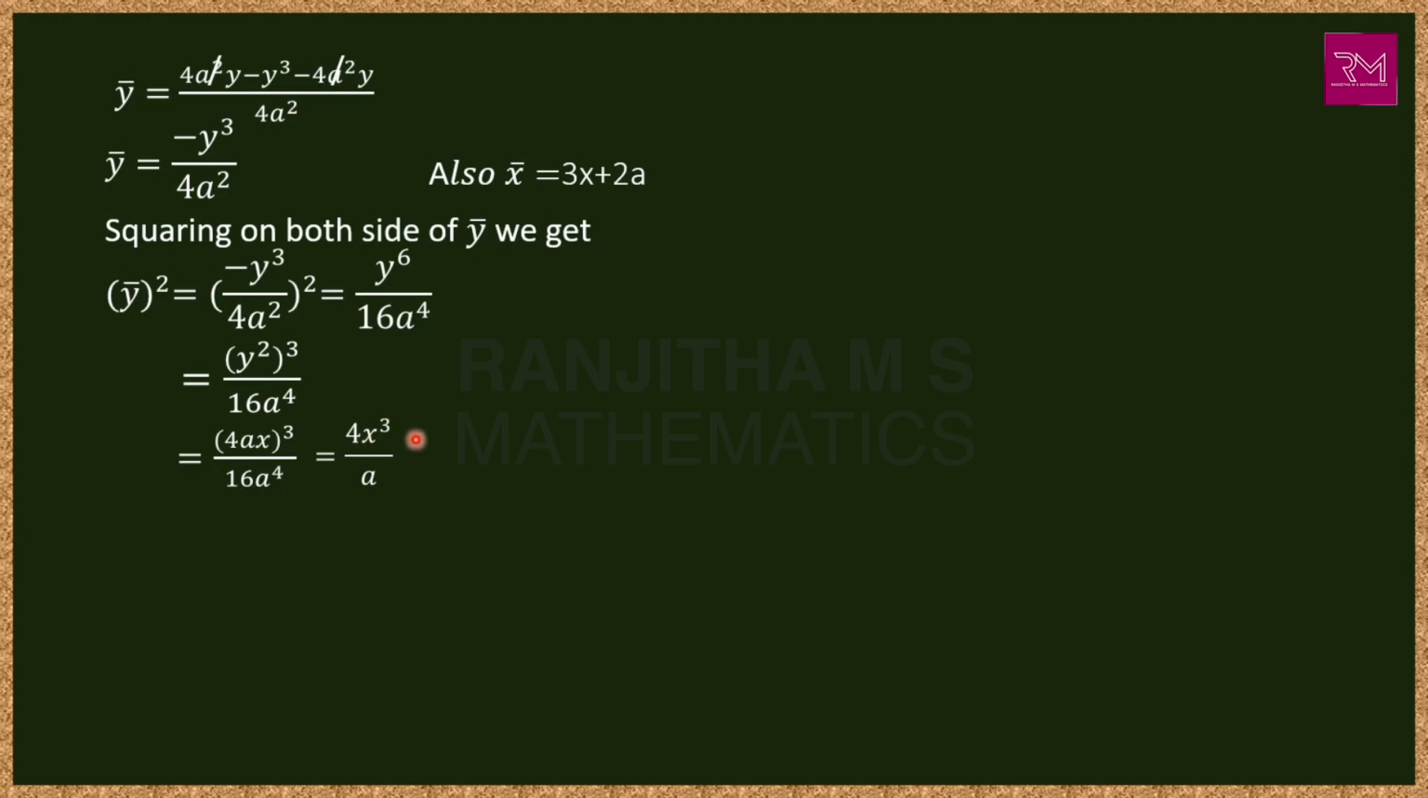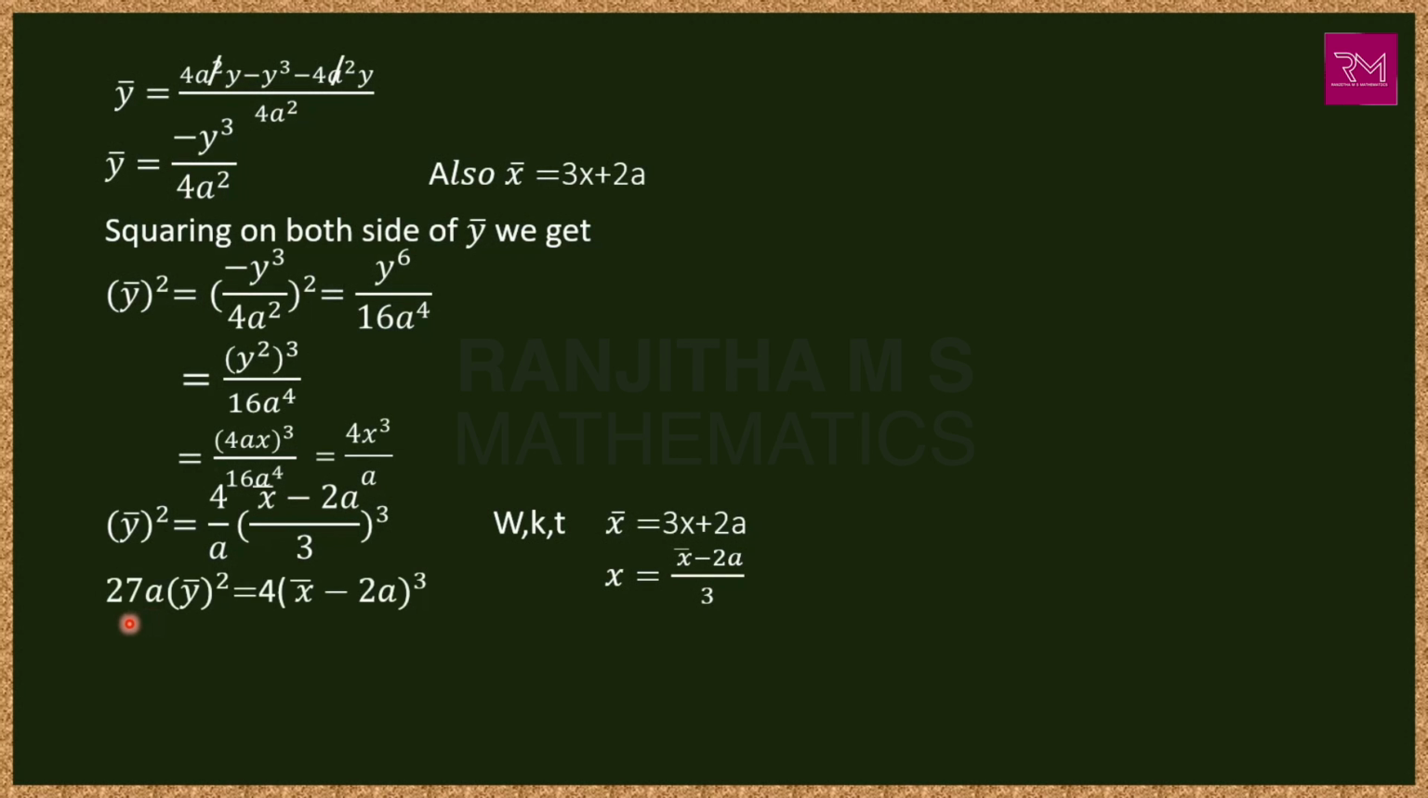Now we have to replace x and y value in x bar and y bar. For that, consider x bar value as 3x plus 2a. Hence we get 3x is nothing but x bar minus 2a. Hence we get x value as x bar minus 2a divided by 3. Substituting x value over here, we get y bar square, which is equal to 4 by a into x cube, which is x bar minus 2a divided by 3 whole cube. After rearranging the term, we get 27a into y bar square, which is equal to 4 into x bar minus 2a whole cube.